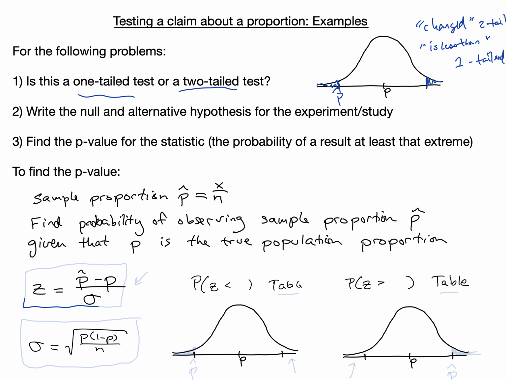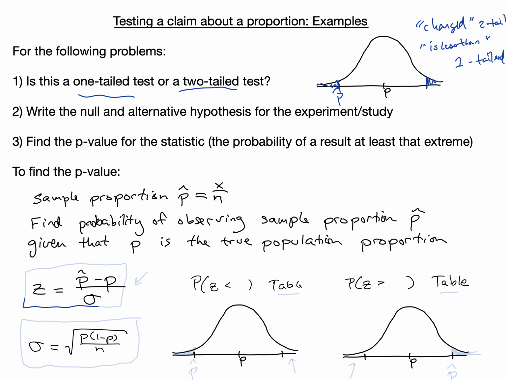That's the probability of a result at least that extreme. To find the p-value, we are going to look at the sample proportion. That's p hat, and that is the number of successes or the number of yeses or whatever divided by the number of trials, x divided by n. We're then going to find the probability of observing a sample proportion at least as extreme as that, given that p is the true population proportion.